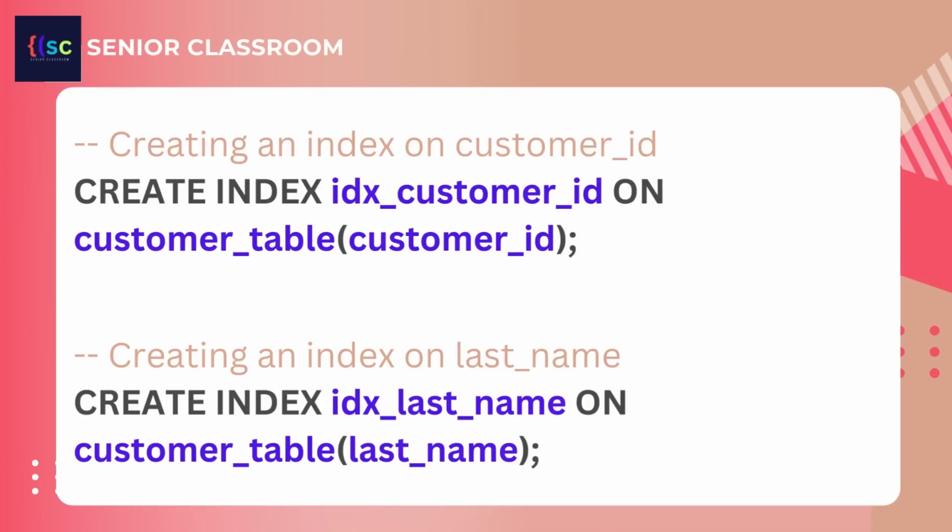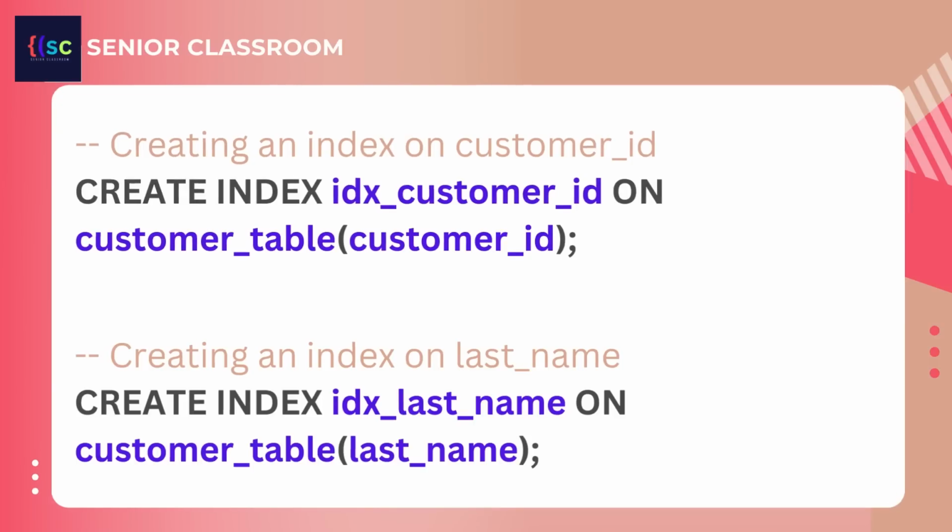Consider composite indexes. For queries involving multiple columns, consider creating composite indexes that cover those columns. This can further optimize query performance.